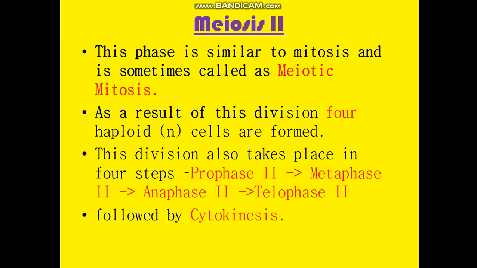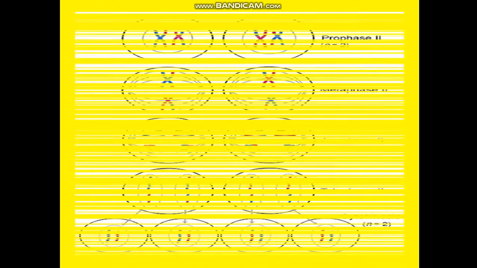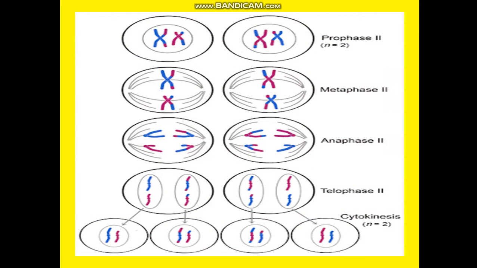As a result, we will have 4 daughter cells, 4 haploid cells, and this will also have PMAT, prophase 2, metaphase 2, anaphase 2 and telophase 2, and this will all be followed by cytokinesis again. Coming on to the diagram, see here what we have got after meiosis 1. We have received one member of the homologous pair here and another member of the homologous pair here.